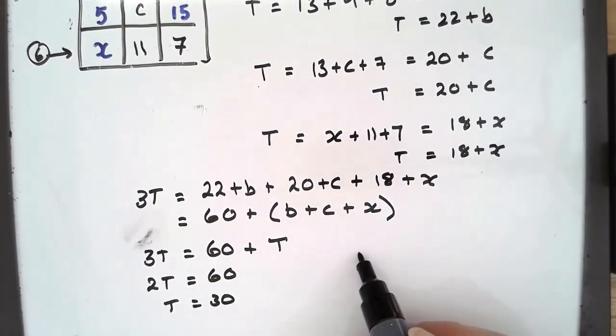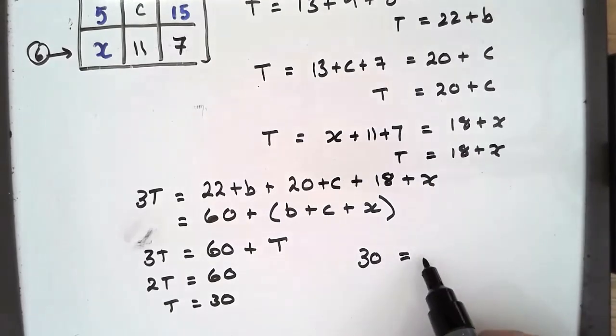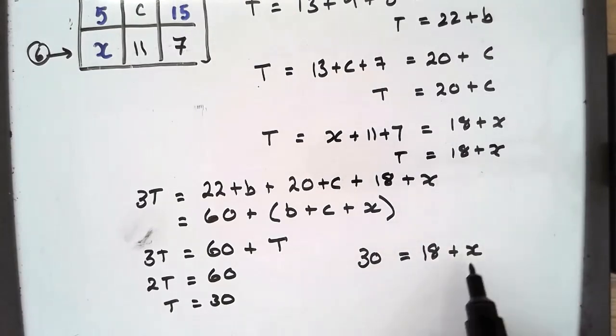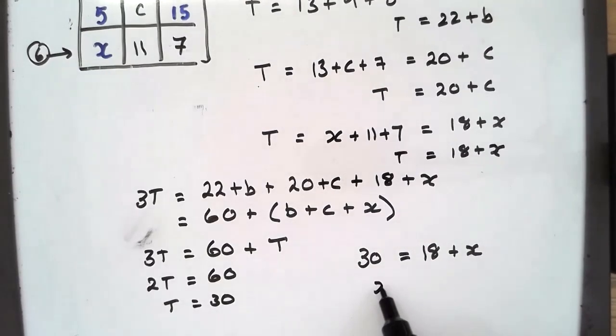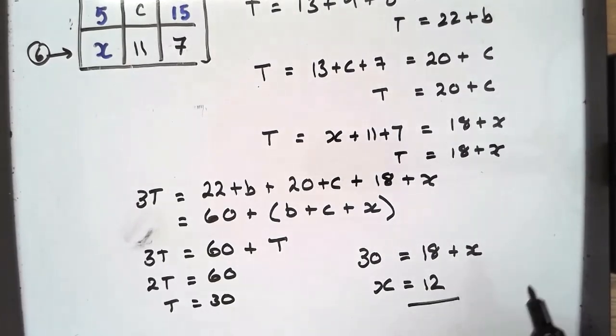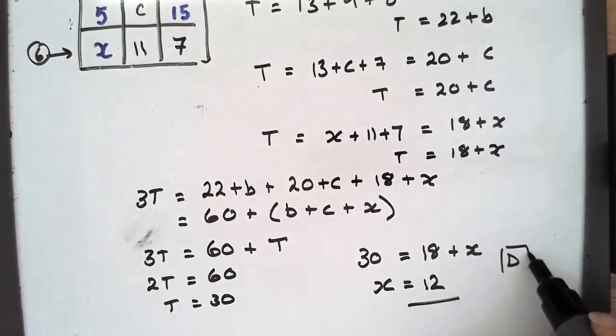So we're going to say T, which is 30, equals 18 plus X. So that's here. We then rearrange that. X equals 12. And that is one of the answers. It is the answer D.